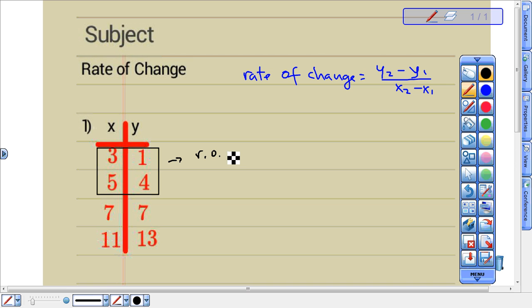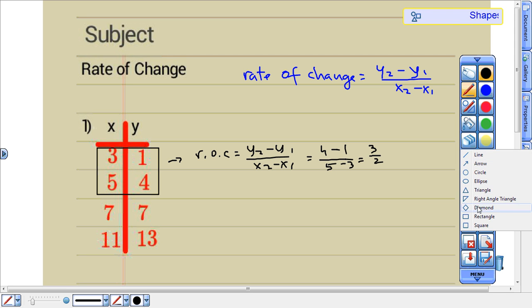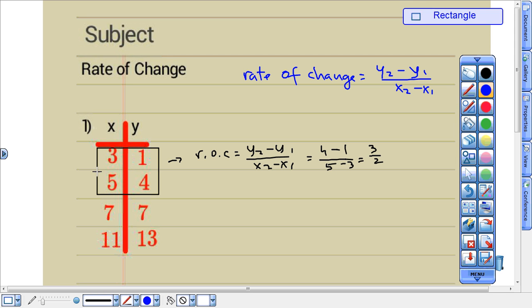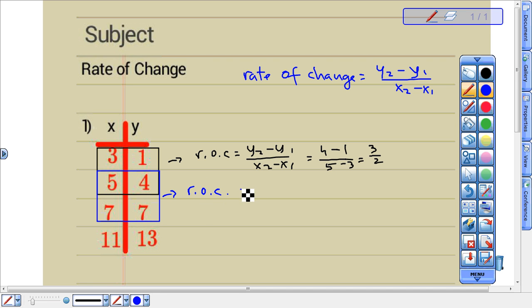For the first rate of change, y2 minus y1 over x2 minus x1, we will have 4 minus 1 divided by 5 minus 3, and this is going to be 3 divided by 2. Then we're going to group the second and the third pair, 5, 4 with 7, 7, and find the rate of change for that pair as well. So rate of change equals y2 minus y1 over x2 minus x1, 7 minus 4 divided by 7 minus 5, which is 3 divided by 2.